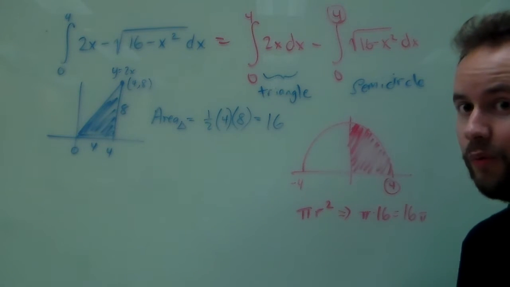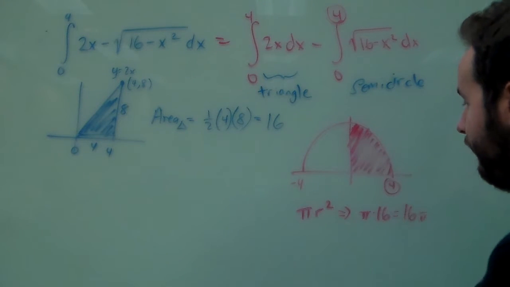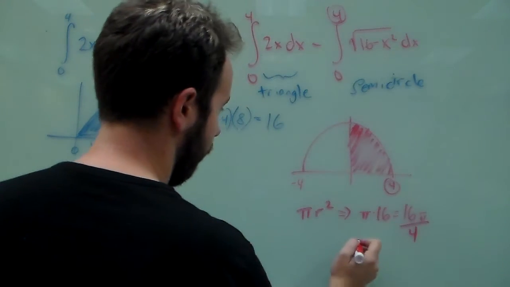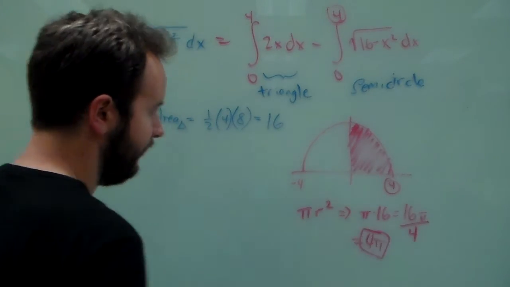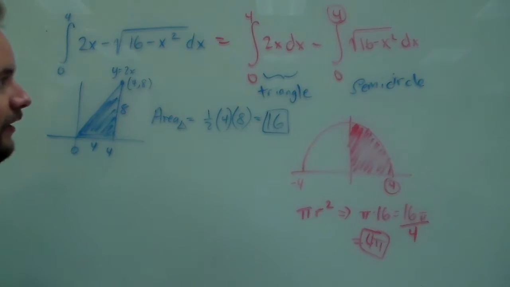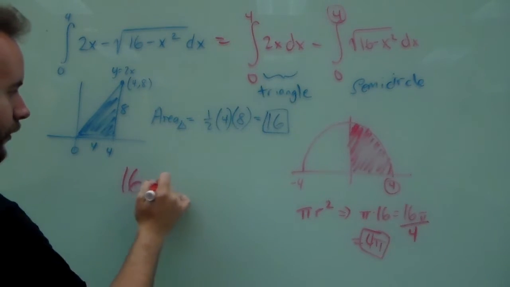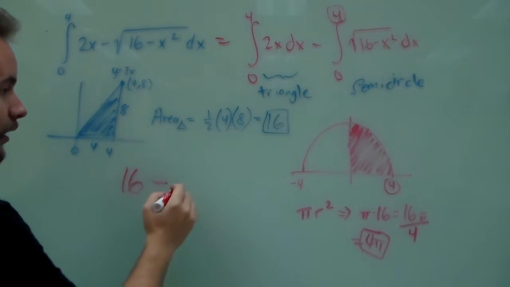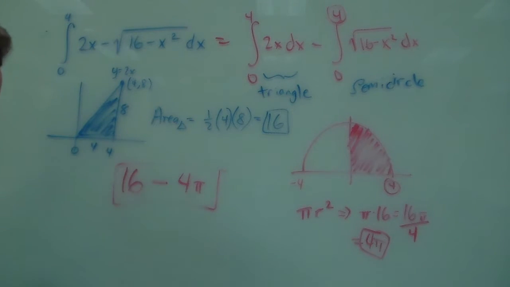But I don't want the full circle. That would be the whole area of the whole circle. I only want 1/4 of it. So I'm going to divide this by 4 to give me an area of 4 pi. Be very careful because this is the area contribution from the semicircle. This is the area contribution from the triangle. So the net area would be 16 minus, there's a minus separating the 2x and the square root of 16 minus x squared, minus 4 pi. This will be our final answer.